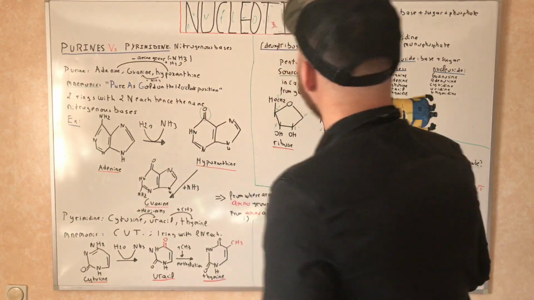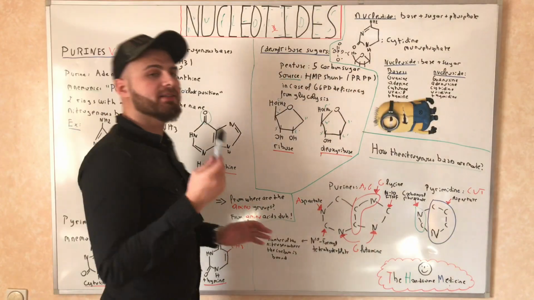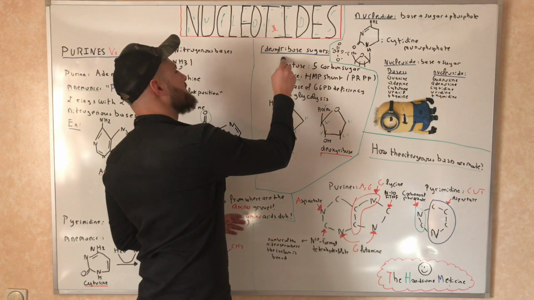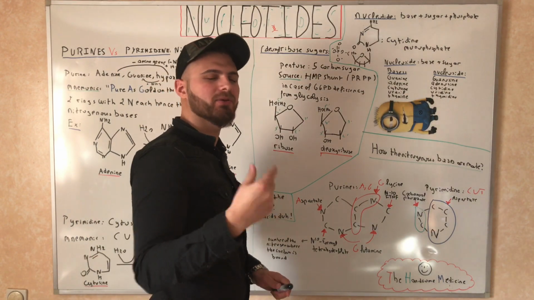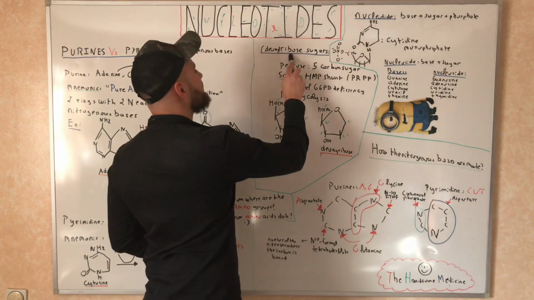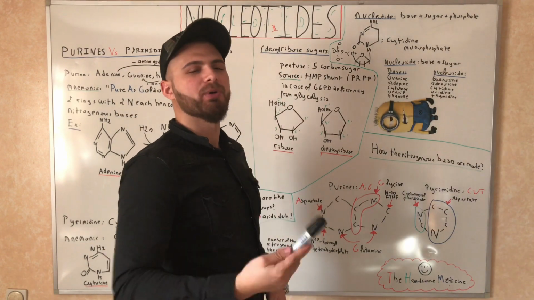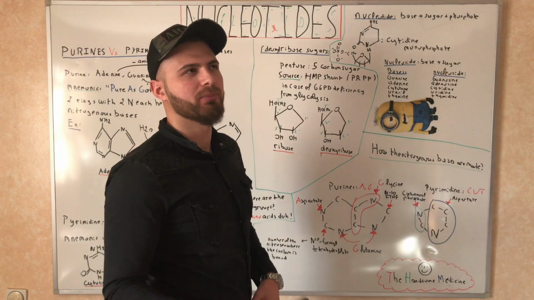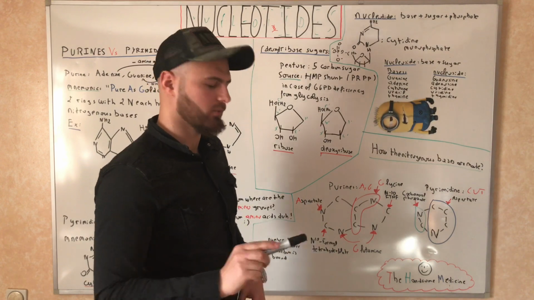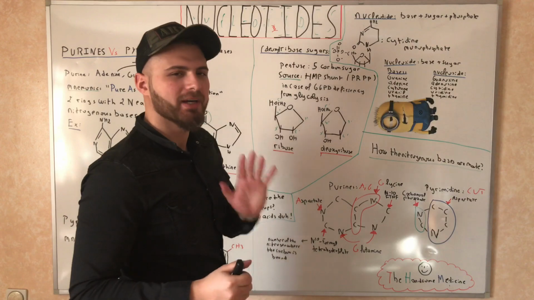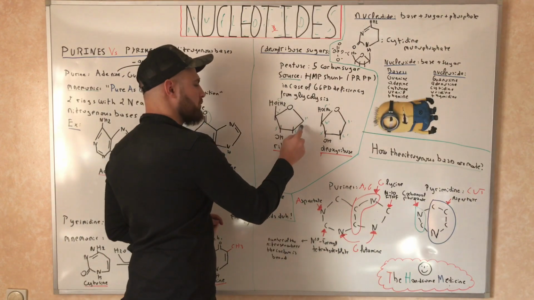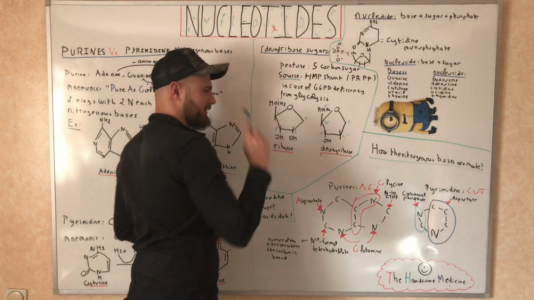So now let's talk about something else. Now let's talk about the sugar. Deoxyribose sugar, it's for the DNA. That's why it's called deoxyribonucleic acid. And ribose sugar is RNA. It's ribonucleic acid, ribonucleic acid without the oxy. Okay. So it's a pentose. Pentose means there are 5 carbons in the sugar. So there is 1, 2, 3, 4, 5 in the structure.